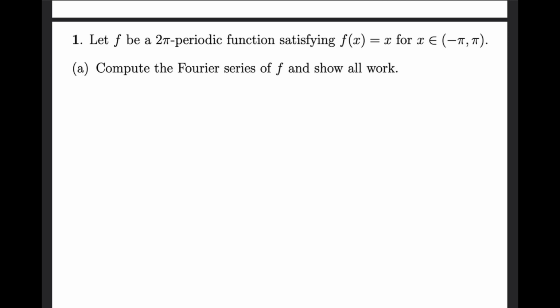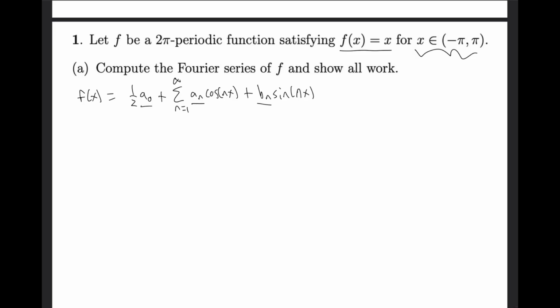In this video, let's find the Fourier series for f as it's defined, f of x between negative pi and pi. So f of x is equal to x, and we're going to say that f of x is also equal to 1/2 a naught plus the infinite sum from n equals 1 to infinity of a sub n cosine of nx plus b sub n sine of nx. And now what we need to do is find these coefficients a naught, a n, and b n.